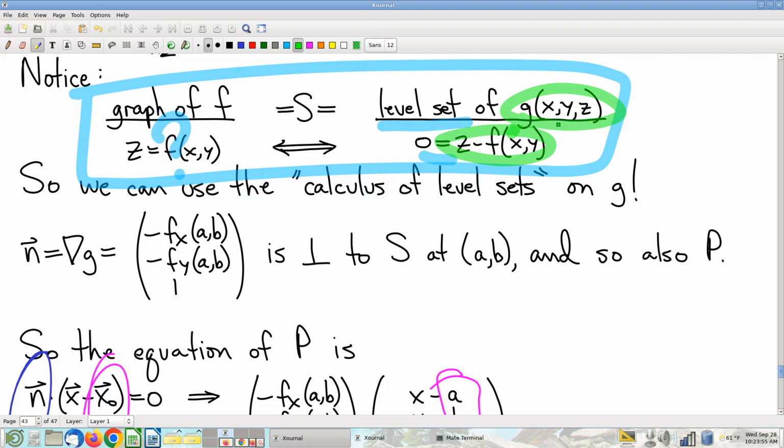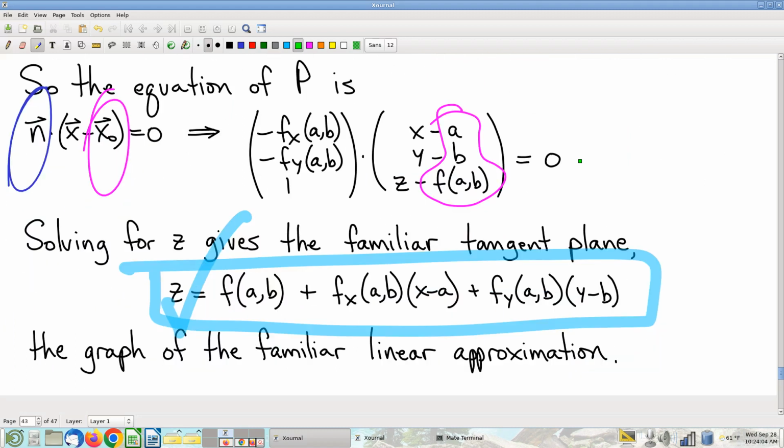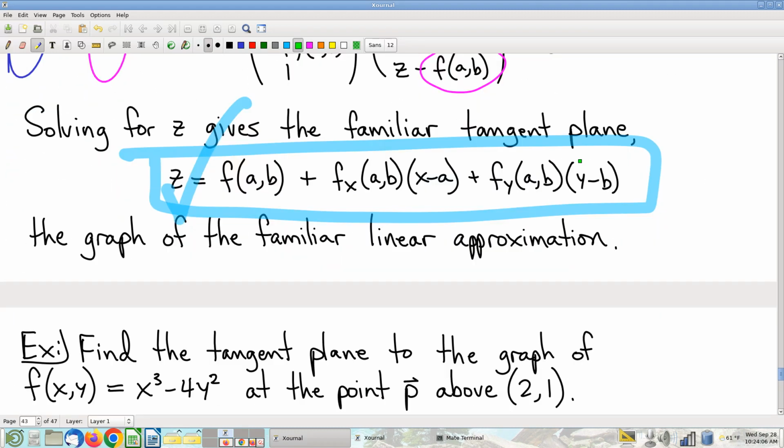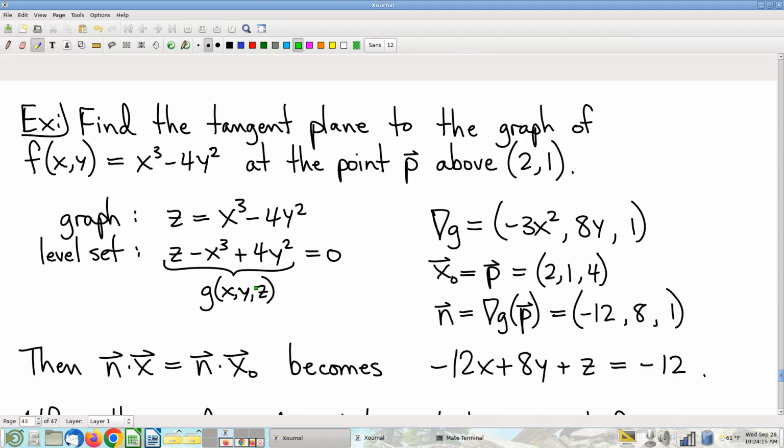Right. Okay. All right. So I encourage you to check through the details that I've skipped over here and confirm that you can produce that this is the equation, as of course it should be. Here's an example.